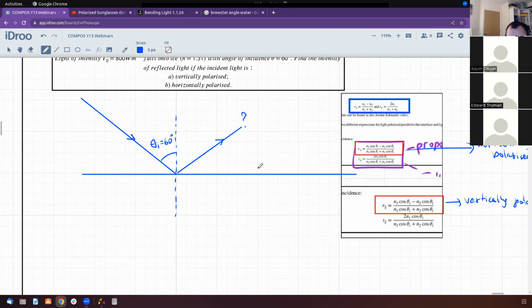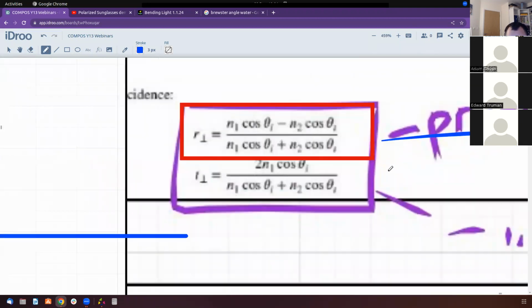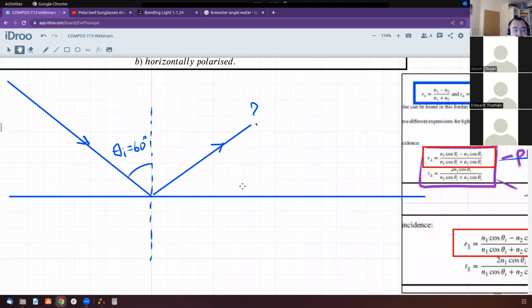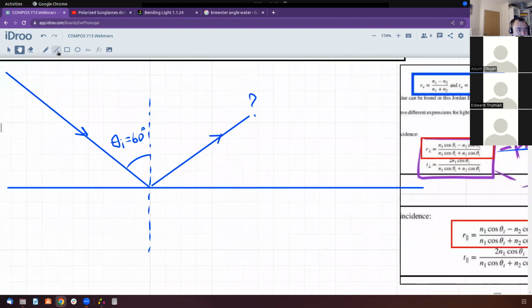And do we need anything else? Oh, it's right here. We need to find the angle of transmission, theta t. And we'll use Snell's law.